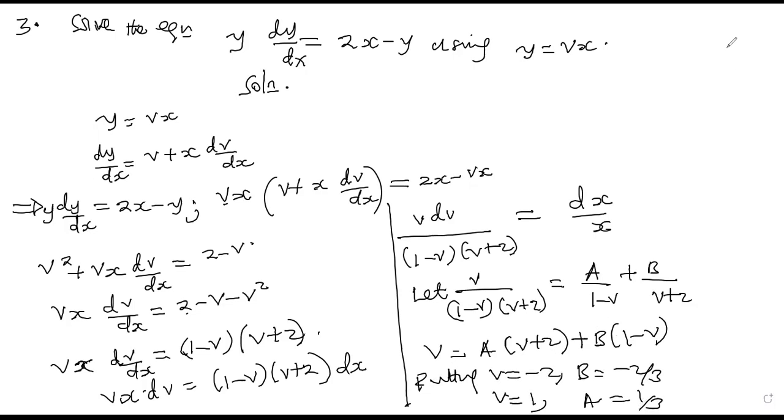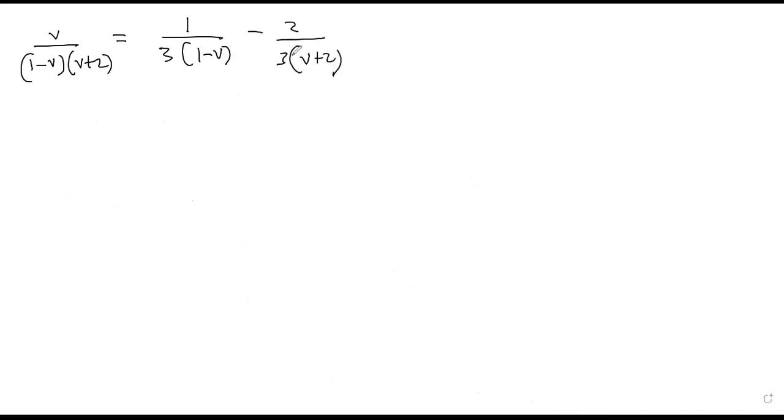Okay, so after having gotten this, we are going to therefore say that our v over (1 minus v)(v plus 2) is the same as a over (1 minus v) plus b over (v plus 2), where a was 1/3, so it will be 1/3 over 1 minus v. Then the value of b was -2/3, so minus 2/3 over v plus 2.